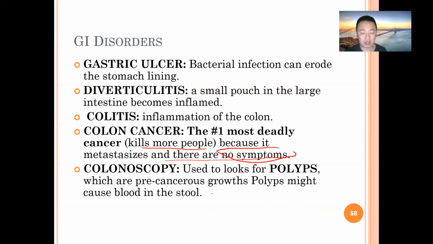Polyps might cause blood in the stool. So as feces is passing through, these polyps are kind of sticking out. The feces ends up getting tough and hard, and if it nicks away at the polyp, it might pop open or get cut open, and then blood starts rushing out.